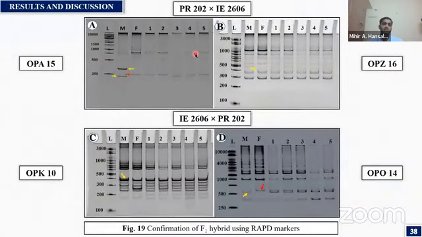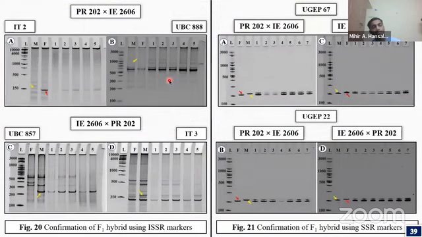Then the results and discussion. If we check the confirmation of F1 hybrid using RAPD primers, then some primers give bands in all the F1 hybrids, like OPK10. That gives one specific band in the male parent but no band in the female parent. Then all bands come in the F1 hybrid, but some primers do not give results. So they went further with ISSR markers.